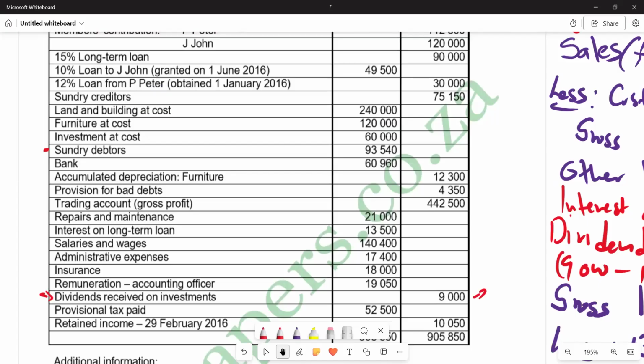So we are going to say 12% of 30,000. I will just calculate it here: 12% is 12 over 100 times the total amount that we are given there, which is the loan from Peter, 30,000. We calculate it like this and we try to see what we get there. 12% times 30,000, we are going to get 3,600.